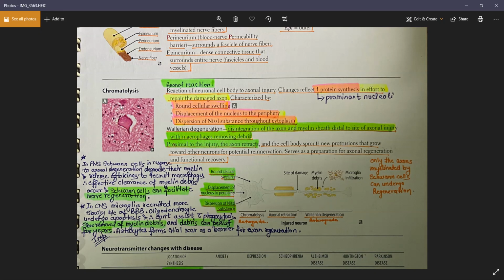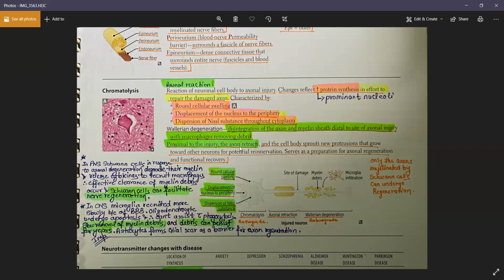Very important. So as you can see, you will have the cellular swelling, displacement of the nucleus, dispersion of the nuclear substances. At the site of this damage, these things will be happening proximal to it. At the distal, you have this myelin debris. The macrophages will infiltrate there and remove the debris so that the growth cone can look for the distal part of the axon. So this is known as chromatolysis, and this is the axonal reaction, and this is the Wallerian degeneration.